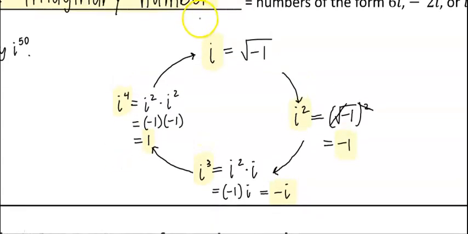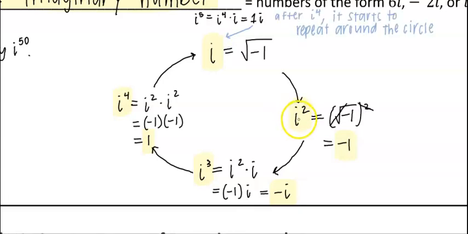After that, it starts to repeat. Because think about it, if you have i to the 5th, you could break that apart to be i to the 4th times i. But we know i to the 4th is just 1. So you have 1 times i, that's just i. So after that, it's going to just start to repeat. i to the 6th is going to be the same as i squared. i to the 7th would be the same as i cubed. i to the 8th would be the same as i to the 4th. i to the 9th would be the same as i to the 1st, and so on. You get the point here. It will just start going on and on around the circle.